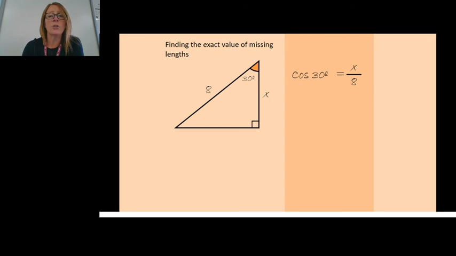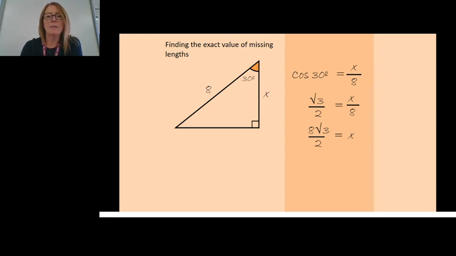Okay, so this involves cosine 30 is equal to x over 8. I'm going to substitute in the value of cosine 30, which, if you go back to your table, you know that that's root 3 over 2. Now I'm trying to make x the subject of this formula, and at the minute I've got x divided by 8. Remember the inverse functions, when I need to get rid of a divide by 8, when I move it, it will become multiplied by 8 on the opposite side. Okay, so x is equal to 8 root 3 over 2.